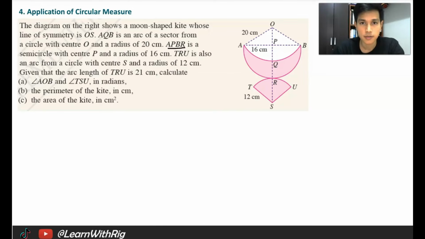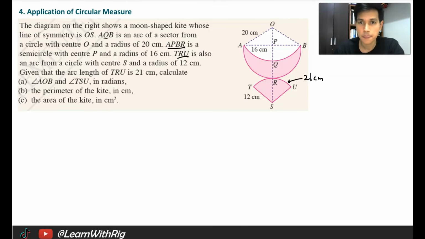Next, they tell you radius 16. TRU is an arc from circle with center S. So this one is quite straightforward. This arc here belongs to this sector. The radius is 12, and given that arc length of TRU, so this arc length here is 21 cm. Calculate AOB and TSU.